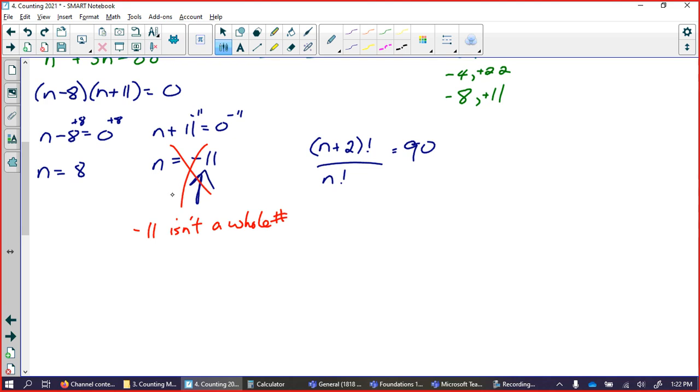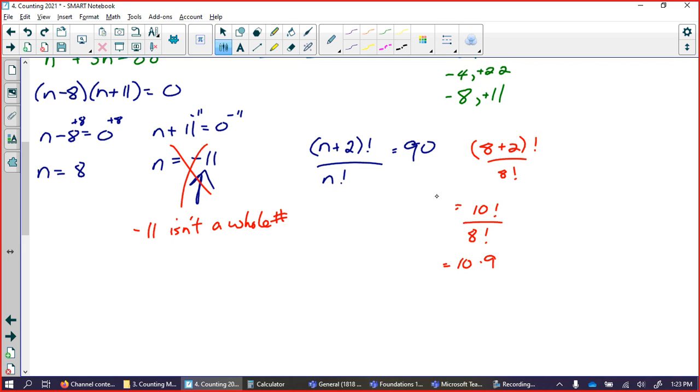So this is not a valid solution. Now, if I go 8 plus 2 factorial over 8 factorial, that's 10 factorial over 8 factorial, which is 10 times 9, because the 8, 7, 6, 5, 4, 3, 2, 1 all cancel out. When we get to there, 10 times 9 is 90.